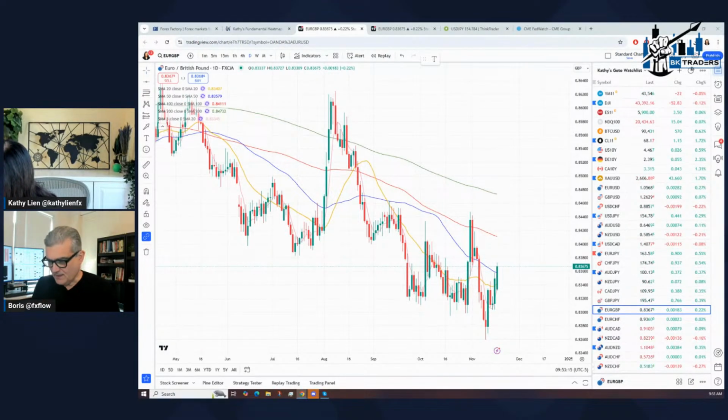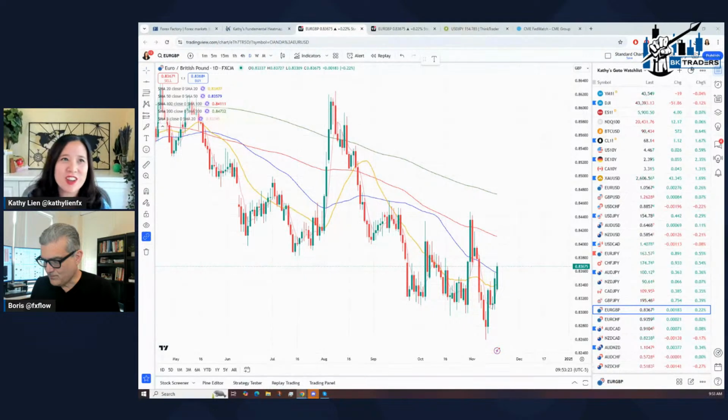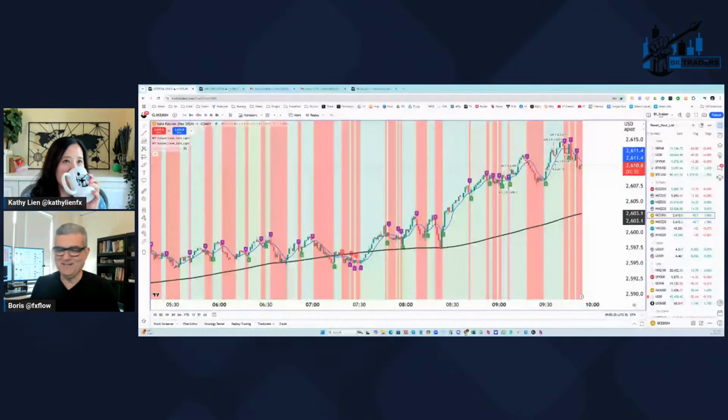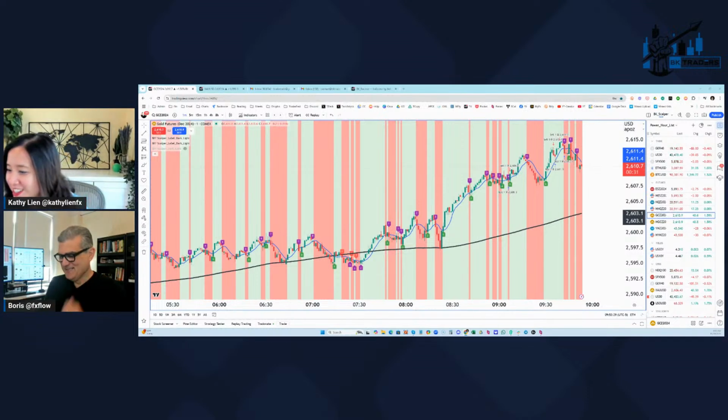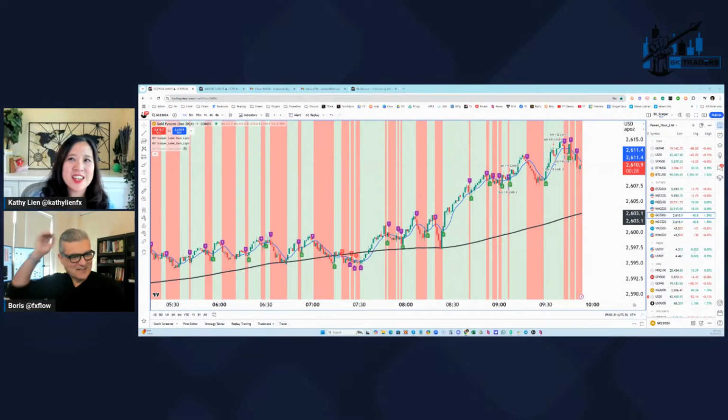Boris, what kind of emojis do you like? What should they use to tell you that they're into your trading? I like the fist bump, guys. I love the fist bump. That sounds good. Let's give Boris a fist bump and say hello, Boris.